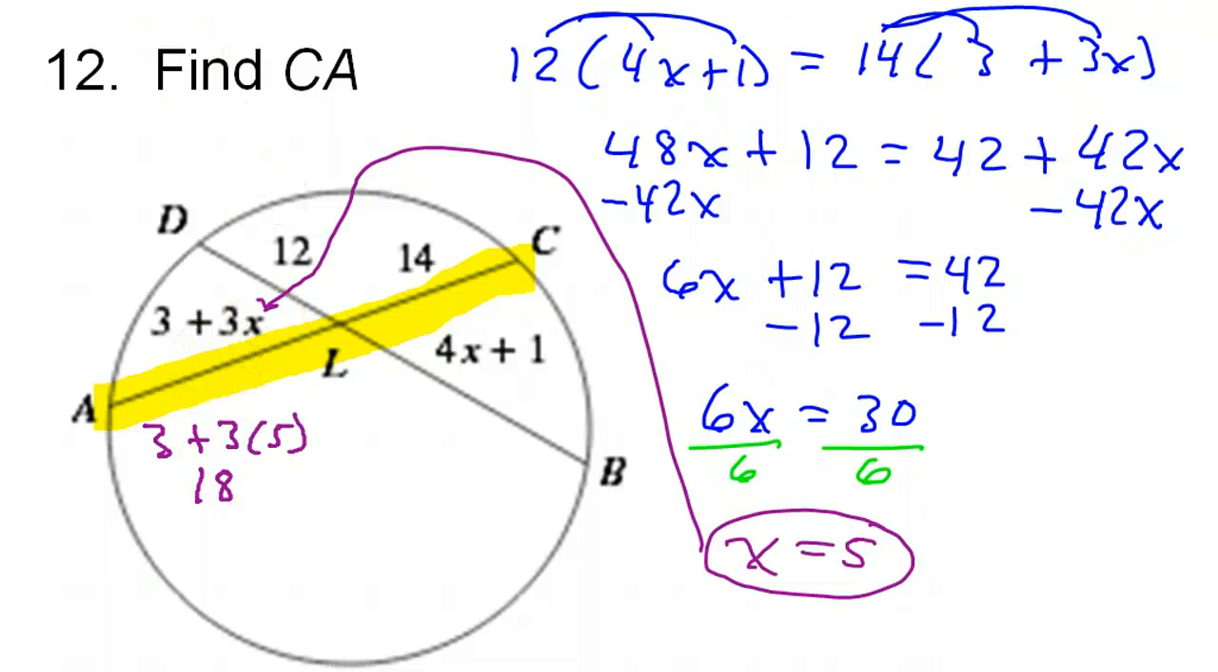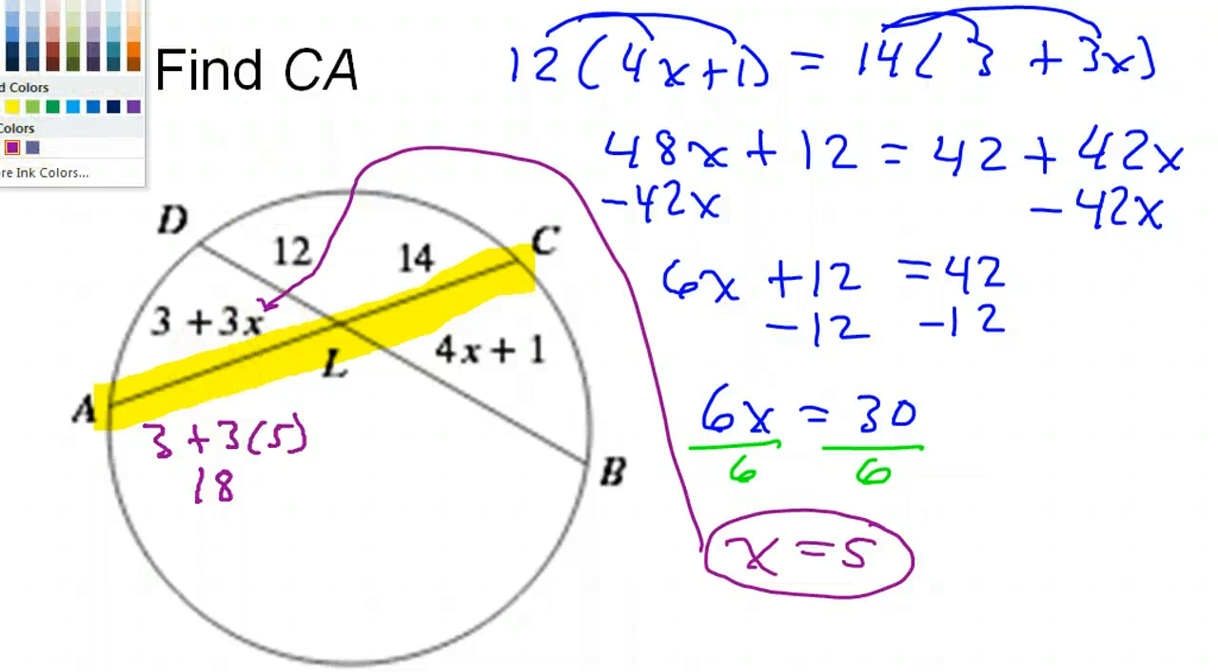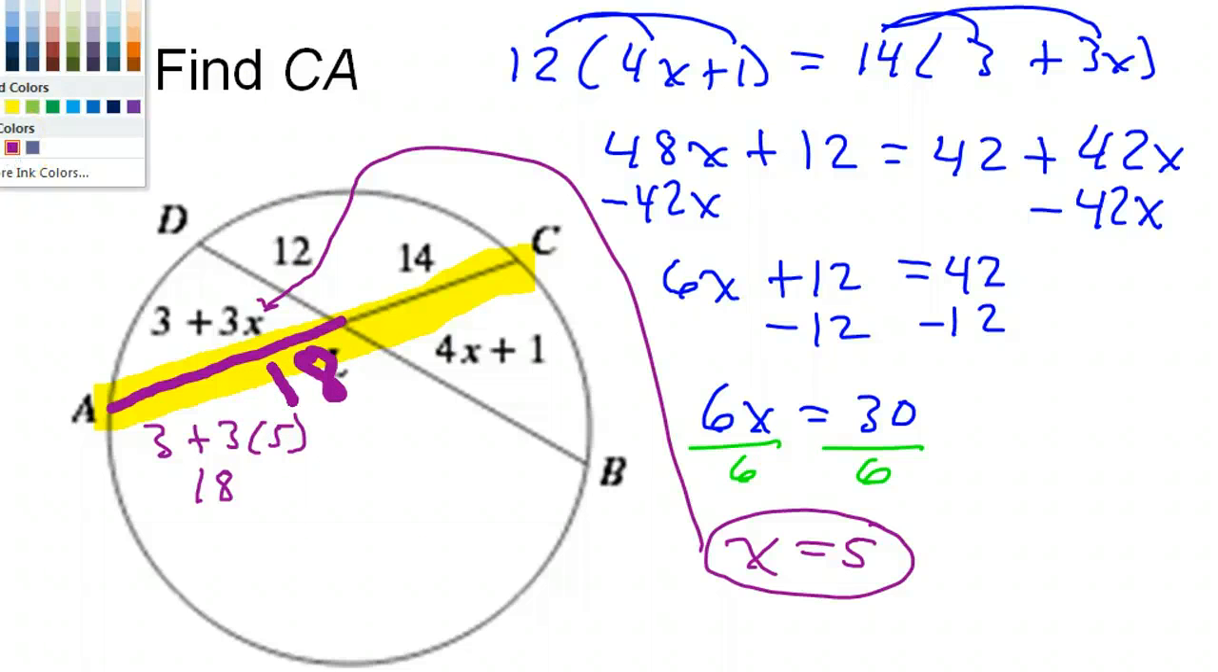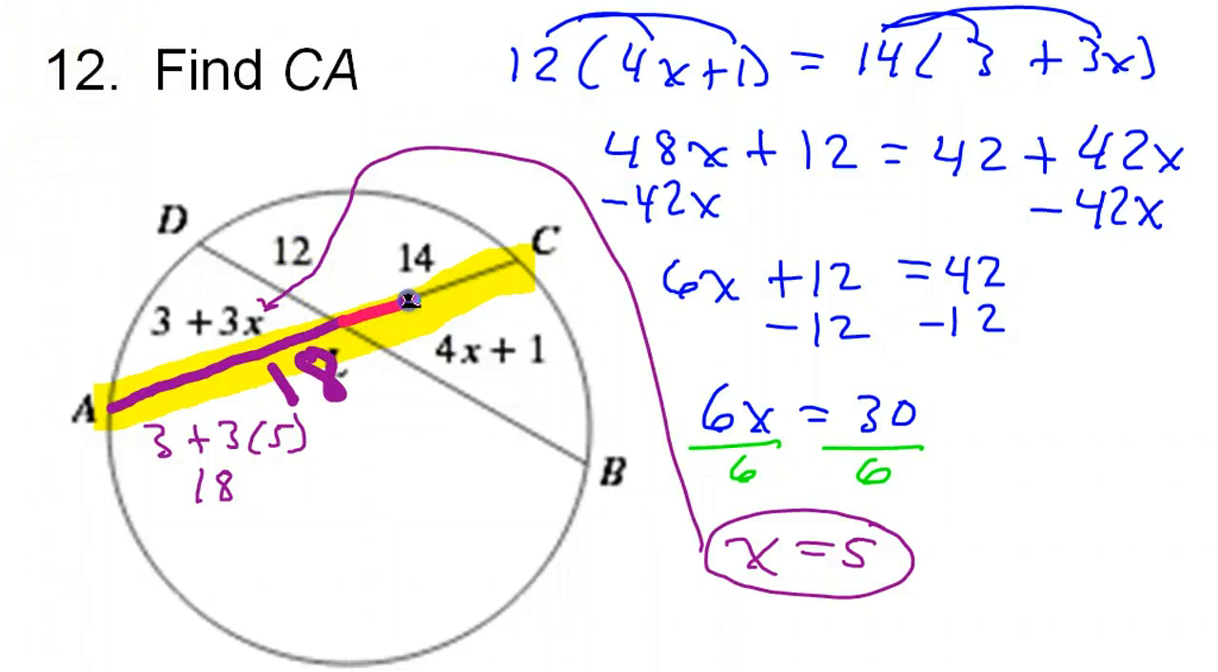Okay, so understand the following. This right here is 18. That's what we just found. That's 18. This up here is 14. So I have 18 and I have 14. What's that going to be? That's 32.